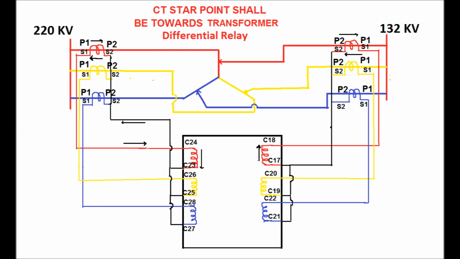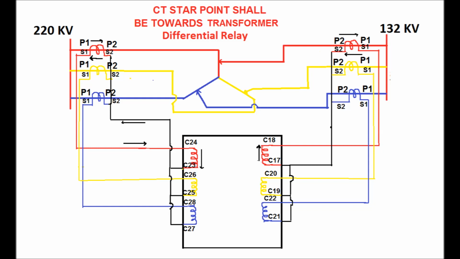In order to do that, P1 is connected in the HV side towards the bus side, and P2 is connected towards the transformer side in the HV side. That is, the HV side is a 220 kV bus and the LV side is a 132 kV bus. And again in the LV side, P1 is connected towards the bus side and P2 is connected towards the transformer side. It is an auto transformer. The rating of the auto transformer may be 160 MVA or 200 MVA.